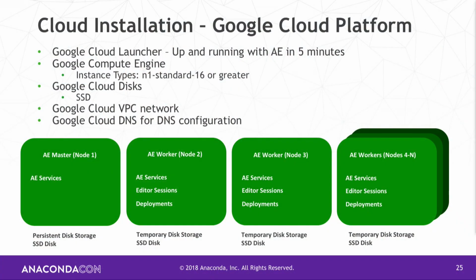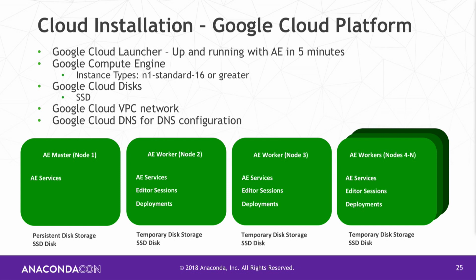For Google Cloud Platform, we have customers running here as well. You can use an N1 standard 16 or greater instance. You can use an SSD disk. You can define a VPC network in Google Cloud and use Google Cloud DNS for DNS configuration. Same architecture. You see the theme here. It's not changing with each provider. It's the exact same footprint, both across cloud vendors, but also across upgrades of Anaconda Enterprise.